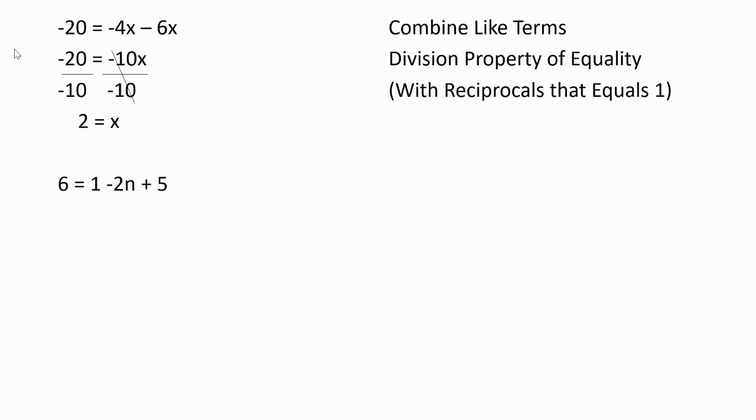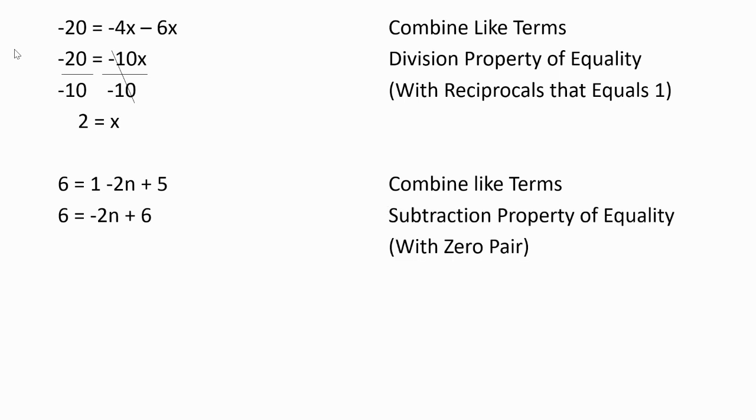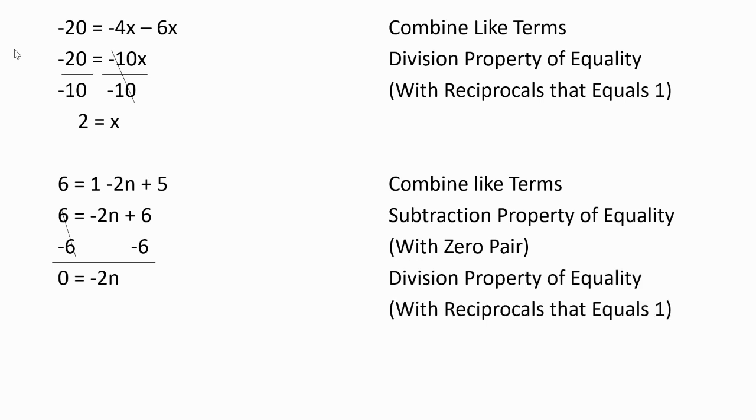Same thing here. I'm going to combine like terms. So I've got the 1 and the 5. Those are alike. Put those together. And then I will subtract using the subtraction property of equality, both sides. And then I will reduce. And then I'm left with this. I'll divide both sides by negative 2, division property of equality. And there you go. n equals 0.